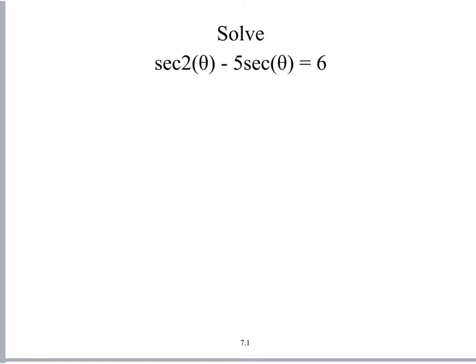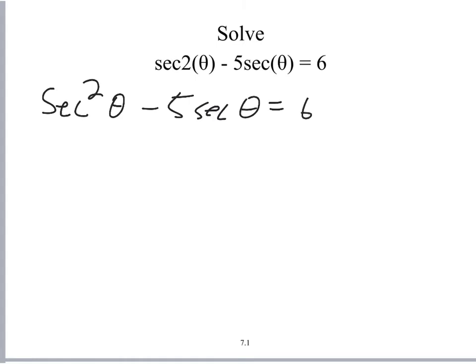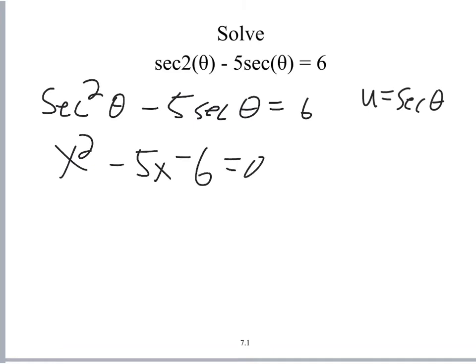So again, this didn't copy well when I brought it into this recording software. So it's secant squared theta minus 5 secant theta equals 6. Well, let's see. To me, what if we say u equals secant theta? So that would give me u squared minus 5u equals 6. Quadratic equation, I'll set it equal to 0. That factors to, what does it factor to, u minus 6 and u plus 1.